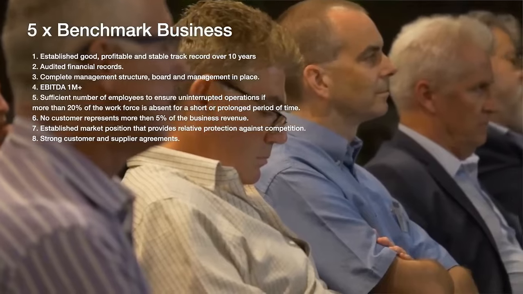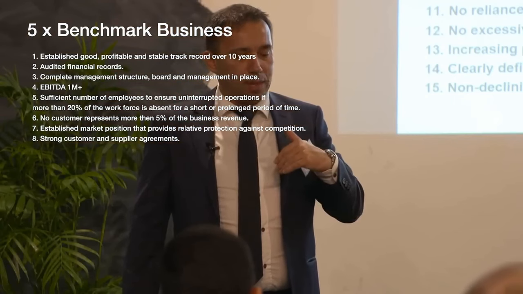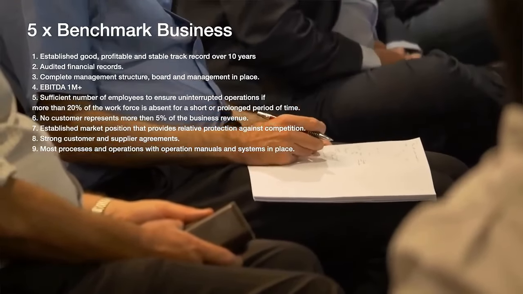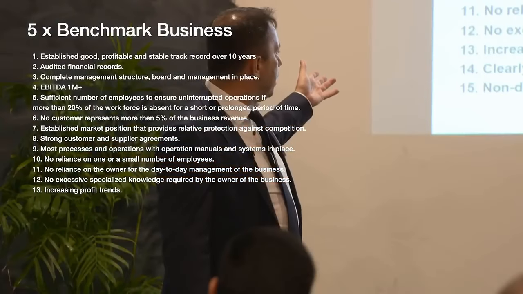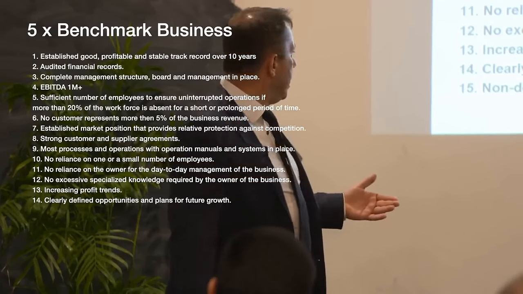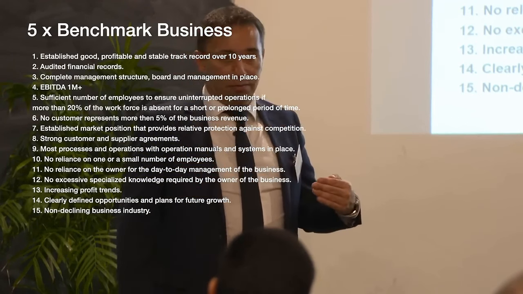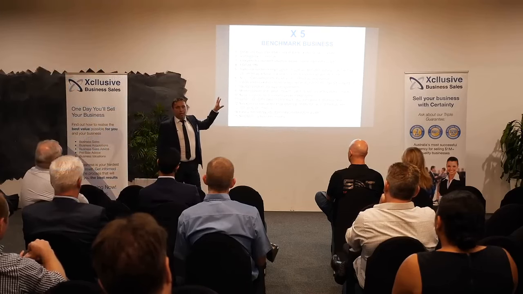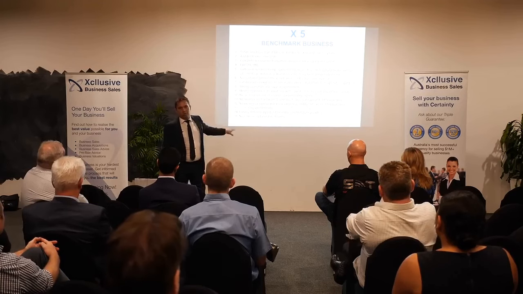Strong customer and supplier agreements in place. Very important if you do any importing or any representation of someone else's product. Most processes in operation manuals need to be in place. No reliance on the owner for day-to-day operation, increasing profit, clearly defined future opportunities, and a non-declining business industry. So you can't expect to sell for 5 times retail at the moment, all right? So this is 5 times. This is the business that's gonna get you 5 times. And most of the small businesses currently in Australia do not fulfill most of these points.